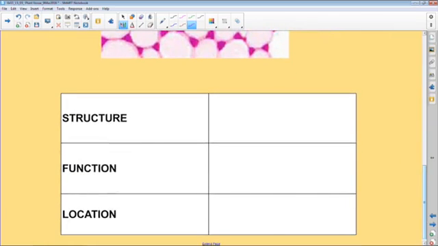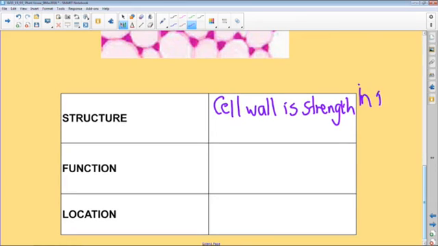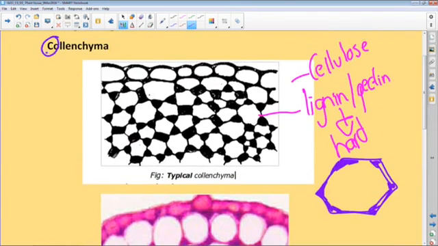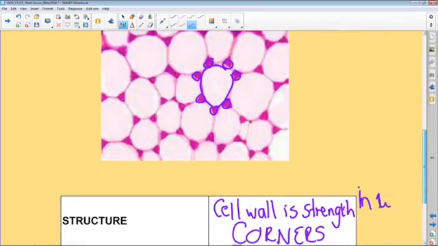Now, if I look at the structure, I want you to see here, it is the cell wall. We say here, the cell wall is strengthened in the corners. Now, if you can remember, a corner starts with a C. What does Collenchyma start with? Collenchyma starts with a C. So if you can remember, Collenchyma, corners, strengthened.